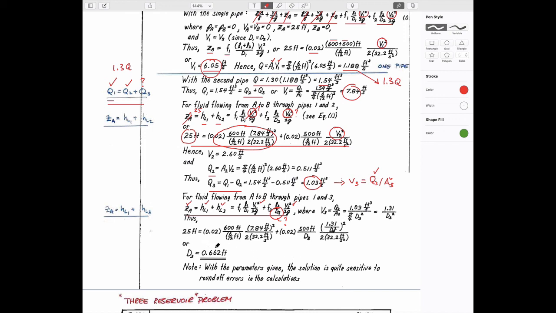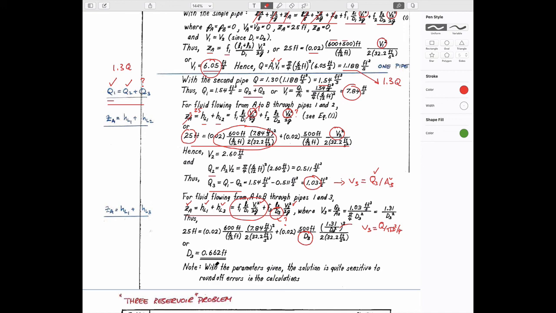If we write this expression where we know all the terms, the only term that we don't know is the diameter of the pipe, which is 500 feet long. Also, this velocity V3 is equal to Q over pi D squared over 4, and it's the diameter of pipe number 3. That's what this term is here, which has been calculated, and you solve for D3.